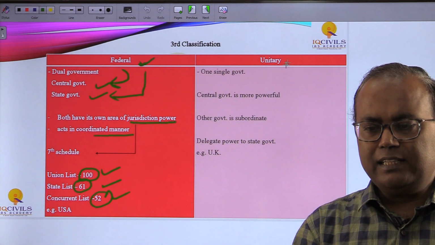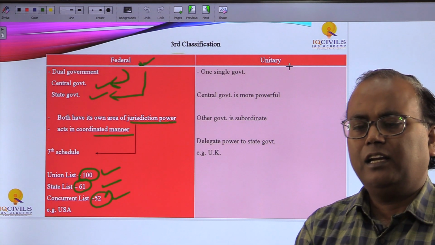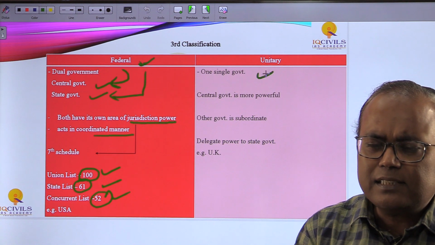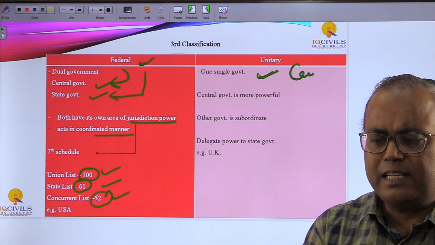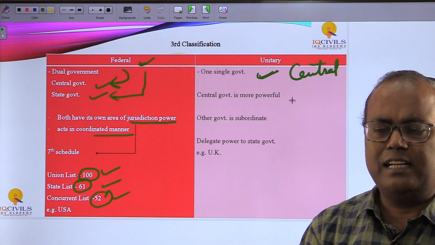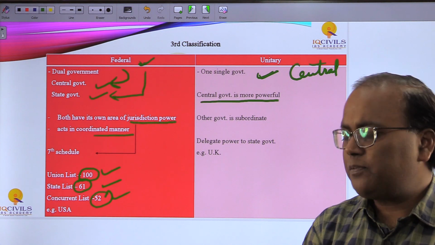Another is the unitary, which means it is a single government at the central level, and the central government is the most powerful.